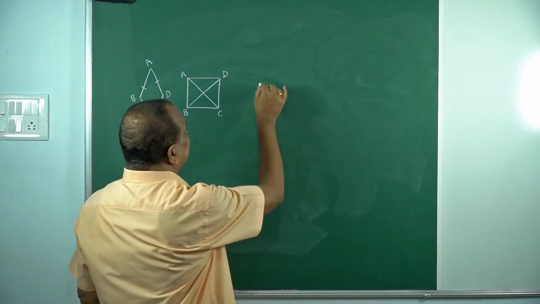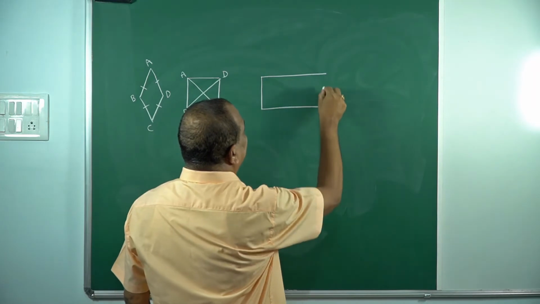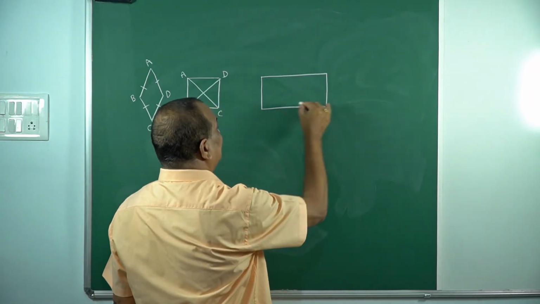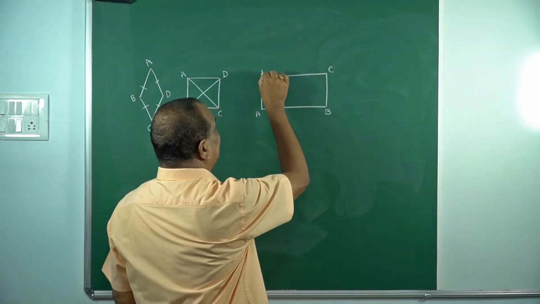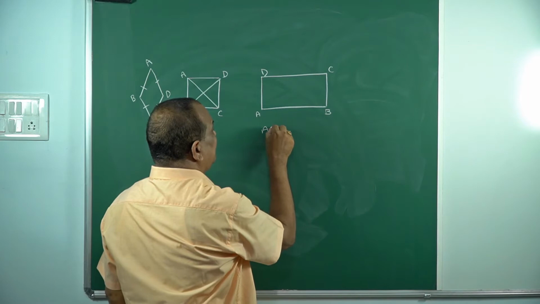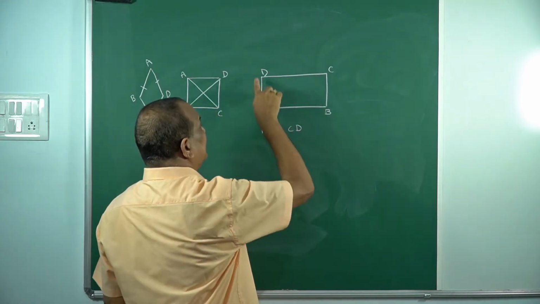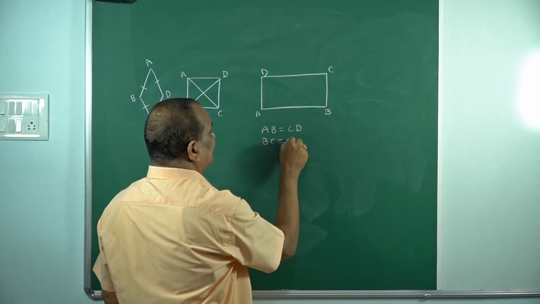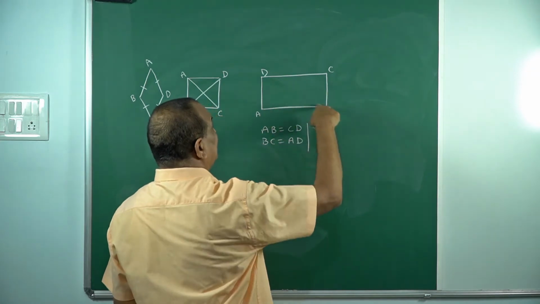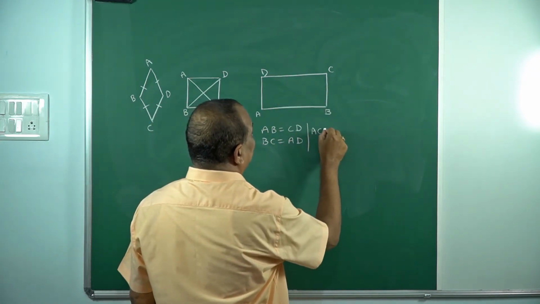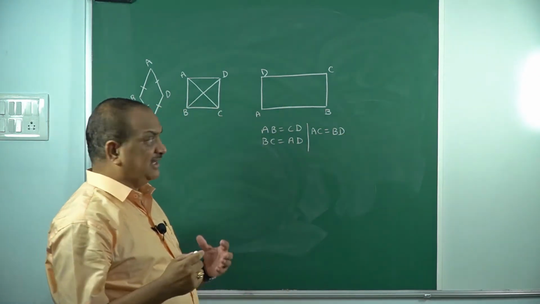The next one is, let us say, a rectangle. Opposite sides are equal and diagonals are equal. You can say if this is the rectangle ABCD, opposite sides AB and CD are equal. Similarly, BC and AD are equal. And this is not enough, of course. You should write something more. AC and BD also are equal. Diagonals are also equal. And then it becomes a rectangle.